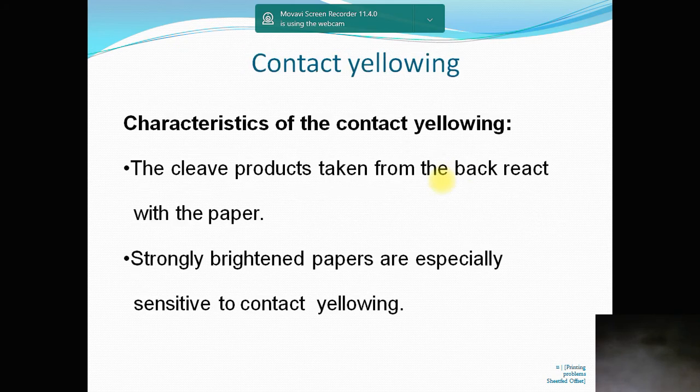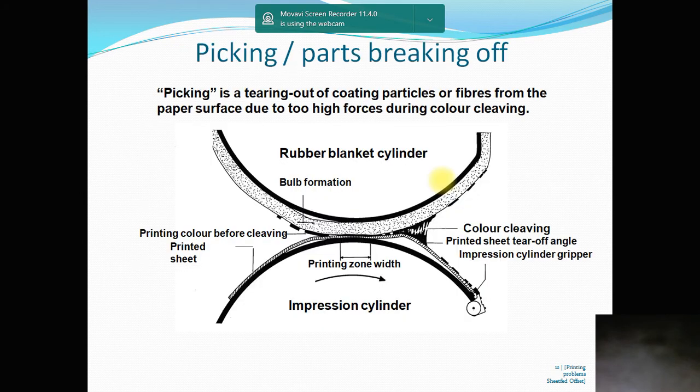Contact yellowing. Characteristics of the contact element: the clear products taken from the back react with the paper. Strongly brightened papers are especially sensitive to contact alone. Then we come to know about picking or parts breaking off.